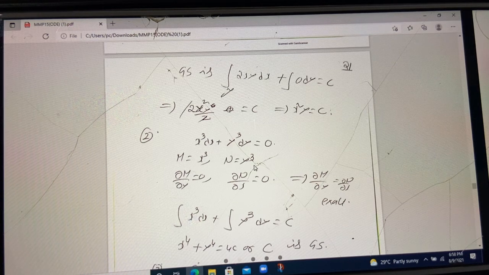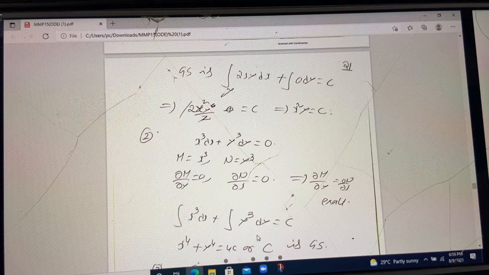Next, M is x³, N is y³. ∂M/∂y is 0 and ∂N/∂x is 0, because with respect to y, x is constant, so the derivative is 0, and with respect to x, y is constant, so 0. ∂M/∂y is equal to ∂N/∂x. It is exact. Because it is exact, how to solve?